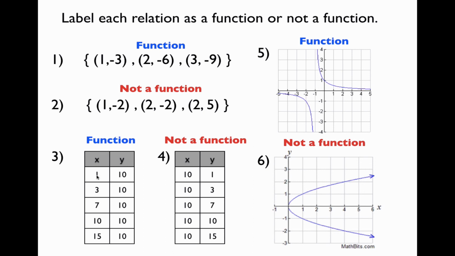Let's take a look at the tables. 1 is mapped to only 10, 3 is mapped to only 10, 7, 10, and 15 are also only mapped to 10. The fact that all of these inputs are mapped to the same output isn't relevant. The fact that they're mapped to only one output is. That's what makes it a function. We can predict what the output is going to be. If I tell you the input is 1, you know the output is going to be 10, because they're all 10. So no matter what we plug into this function, we're going to get out 10. That's predictable, so it's a function.